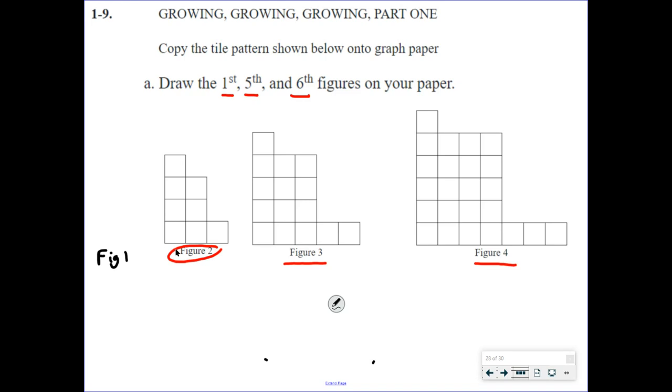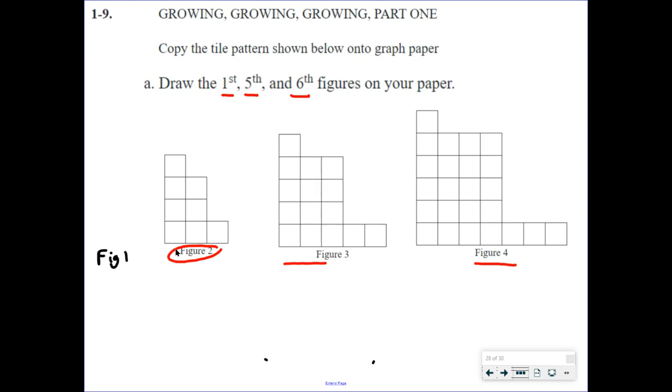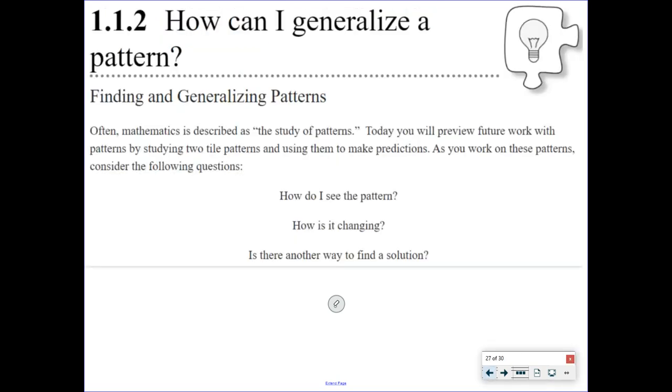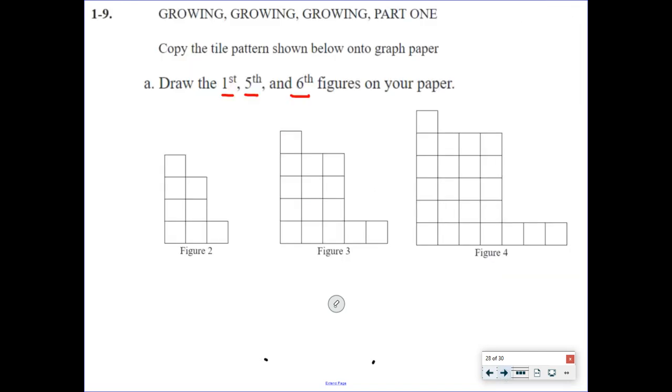Okay, so you should have paused the video. You should have copied figure 2, 3, and 4 on your paper, and you should have that good to go now. Okay? So what we're going to do now is analyze this pattern. We need to look at these figures and try to figure out what on earth is going on. How is it growing? And remember what it said: can you think of the ways that it's growing? Look at the questions I wanted you to ask. How do I see the pattern? How is it changing? Is there another way to find a solution?